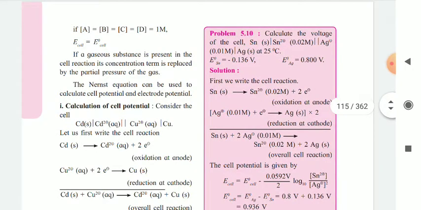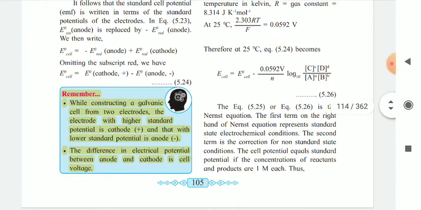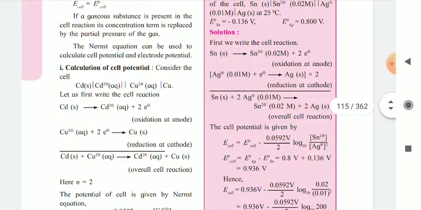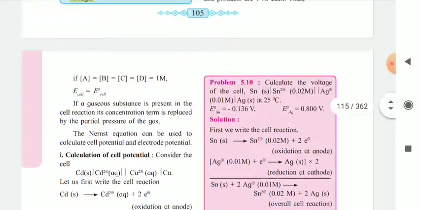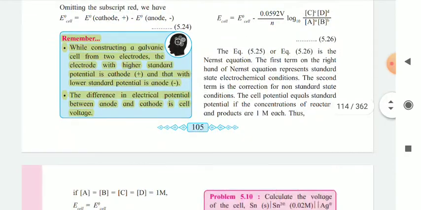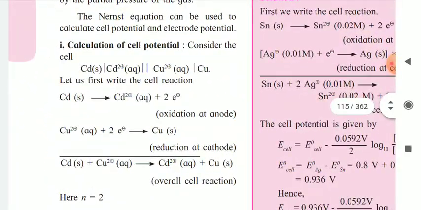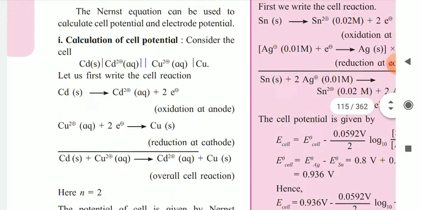Now students, we are in the topic of electrochemistry. In continuation with the previous lecture, we are going to look at the next part of the chapter. In the last lecture we have seen the Nernst equation and how it is derived from the general equation. In today's lecture we are going to look at the calculation of cell potential with the help of the Nernst equation.